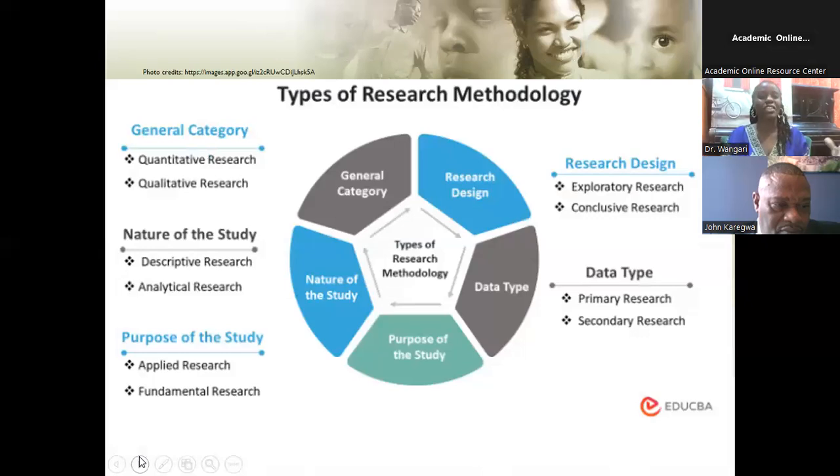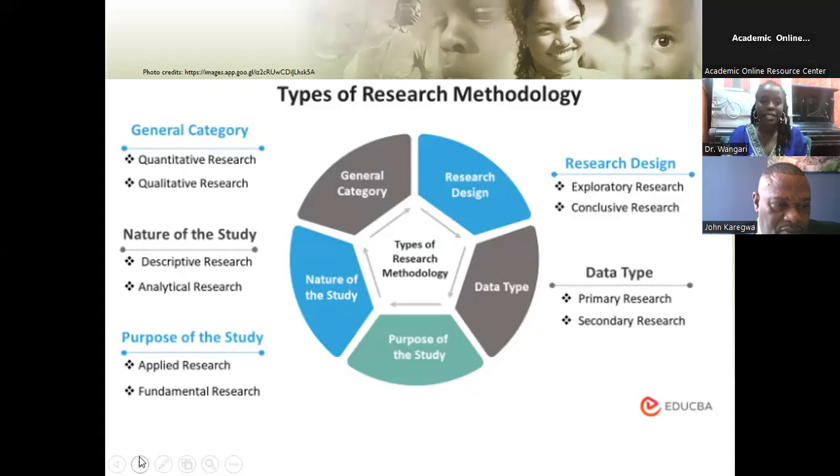So we talk about types of methodology. Remember, methodology is broader. We can talk about the general category. I've already alluded to quantitative and qualitative. And most of you know what that is, and we will see what it is. Then you can talk about the nature of the study. Is it a descriptive research or analytical research? Then you can talk about the purpose of the study. And I think this is important to highlight. Is it applied or fundamental research?